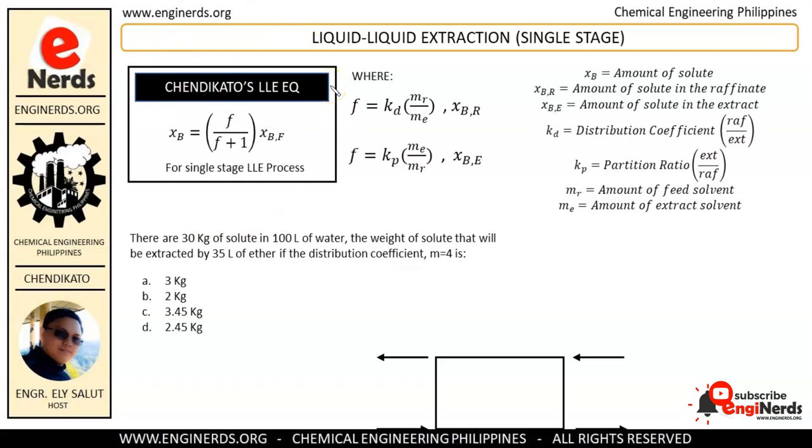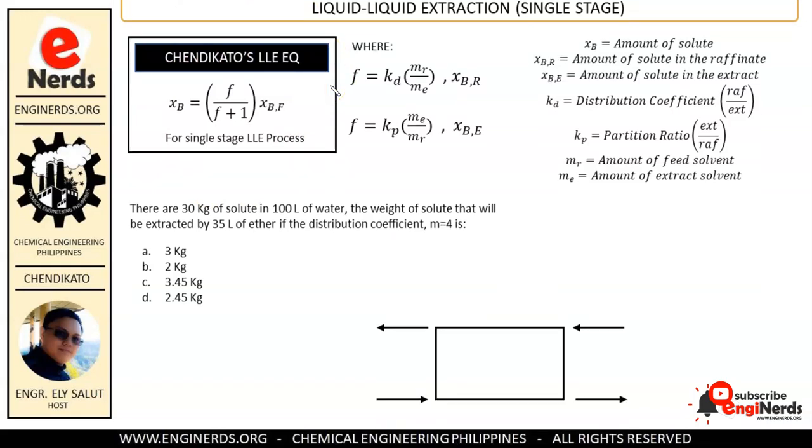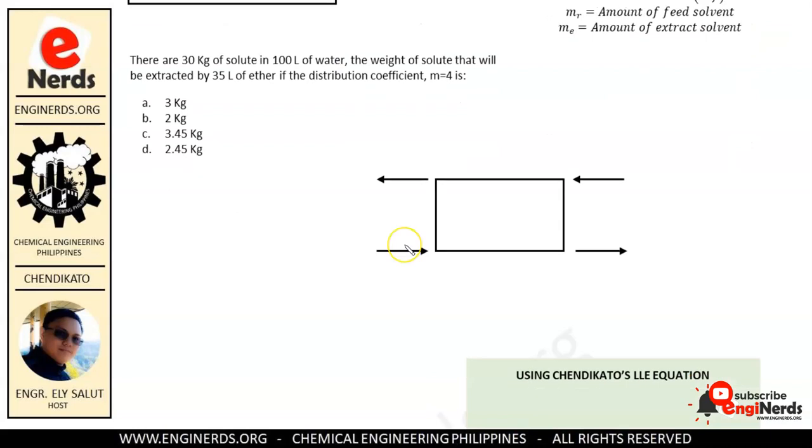Okay, so, sasagutan muna natin siya using the usual way, no? So, first problem, there are 30 kg of solute in 100 liters of water. The weight of the solute that will be extracted by 35 liters of ether if the distribution coefficient m is equal to 4 is, so meron tayong choices dito, no? So, given sa atin dito is yung distribution coefficient, m is equal to 4.